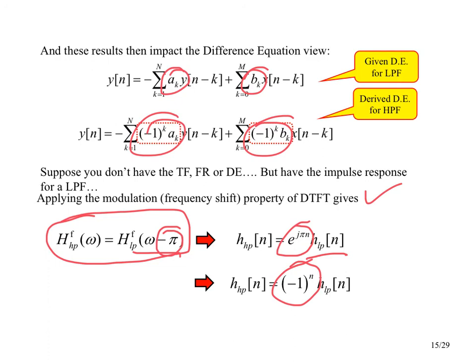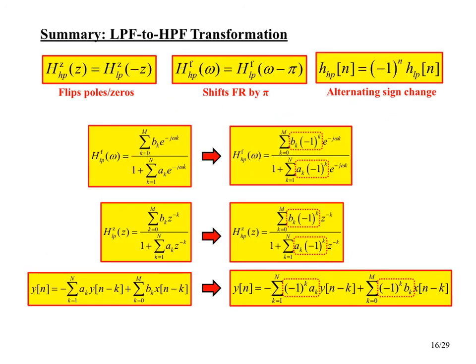So to change the impulse response from a low pass filter impulse response to a high pass filter impulse response, we just change every other impulse response sample in sign. That's it. Okay, so we've got one slide here before we break for part A of this set of notes, and then we'll come back and do a part B to cover the rest of them.